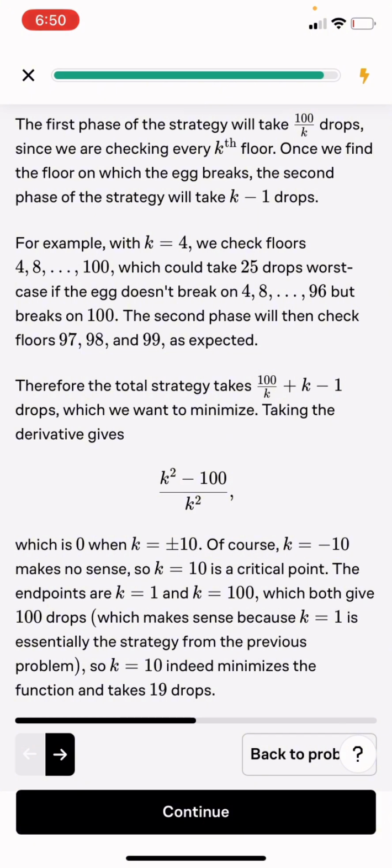Taking the derivative gives 1 minus 100 over k squared, which is 0 when k equals more or less positive or negative 10. Of course, k equals negative 10 makes no sense, so k equals 10 is a critical point. The endpoints are k equals 1 and k equals 100. Both give 100 drops, which makes sense, since k equals 1 is essentially the strategy from the previous problem. So k equals 10 minimizes the function and takes 19 drops.